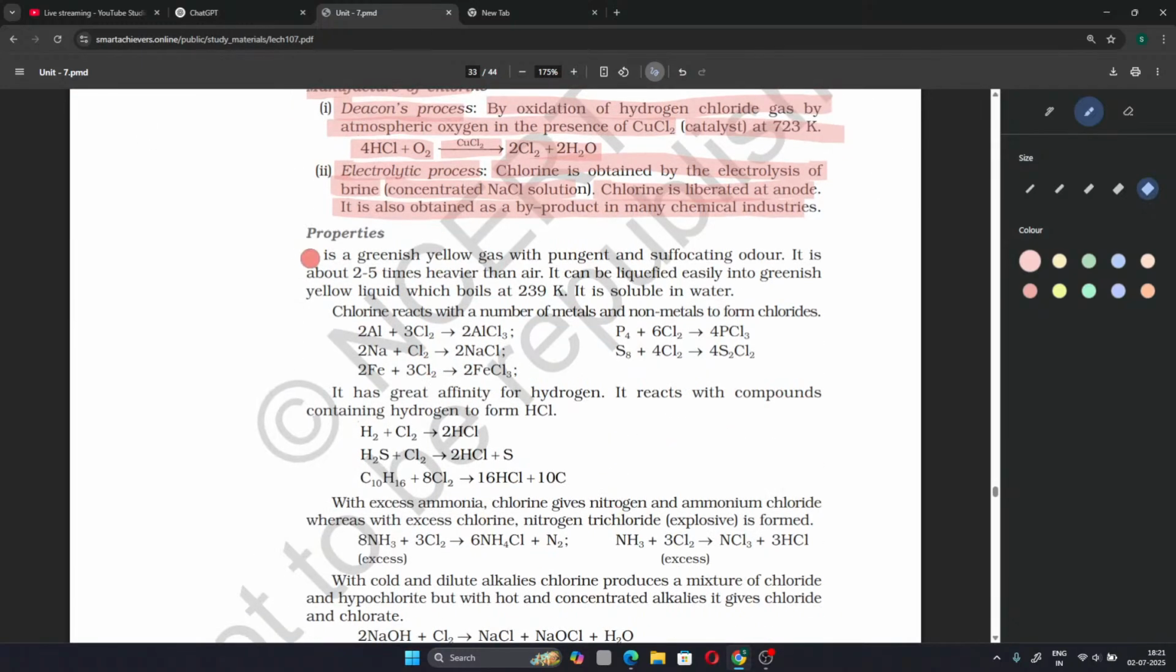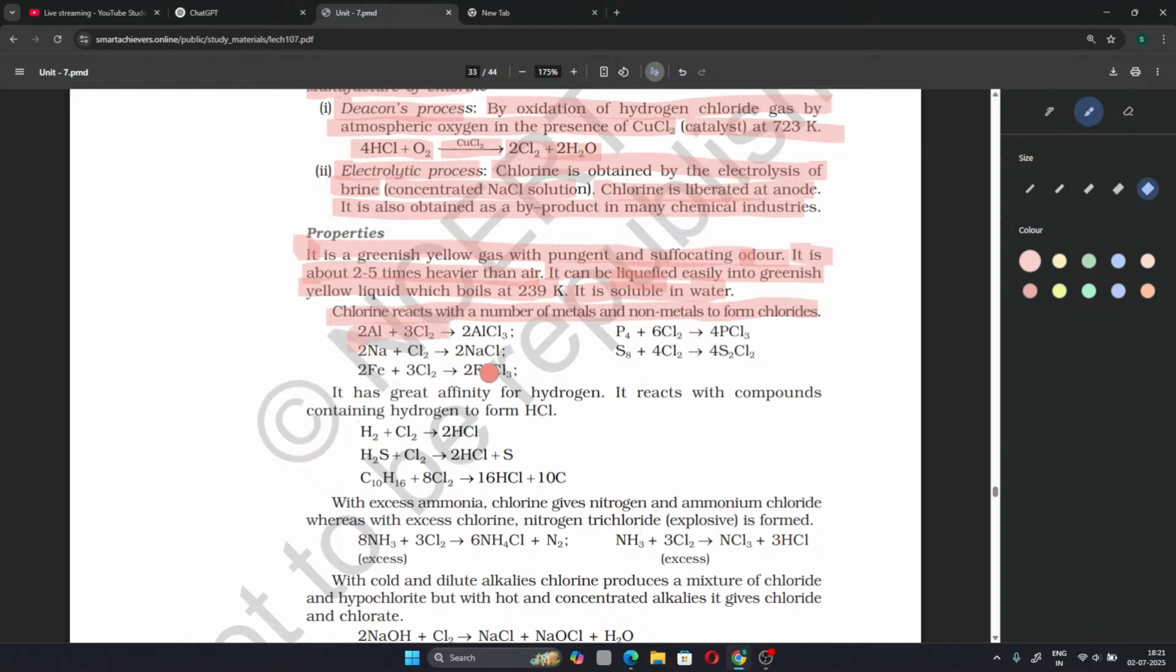Properties: it is a greenish yellow gas, that is the reason it was named chlorine by Davy in 1810. Greenish yellow gas with pungent and suffocating odor. It is toxic or poisonous and it has a pungent smell. It is about 2.5 times heavier than air. It can be liquefied easily into a greenish yellow liquid which boils at 239 Kelvin. 239 Kelvin is its boiling point. It's soluble in water. Chlorine reacts with a number of metals and non-metals to form chlorides.